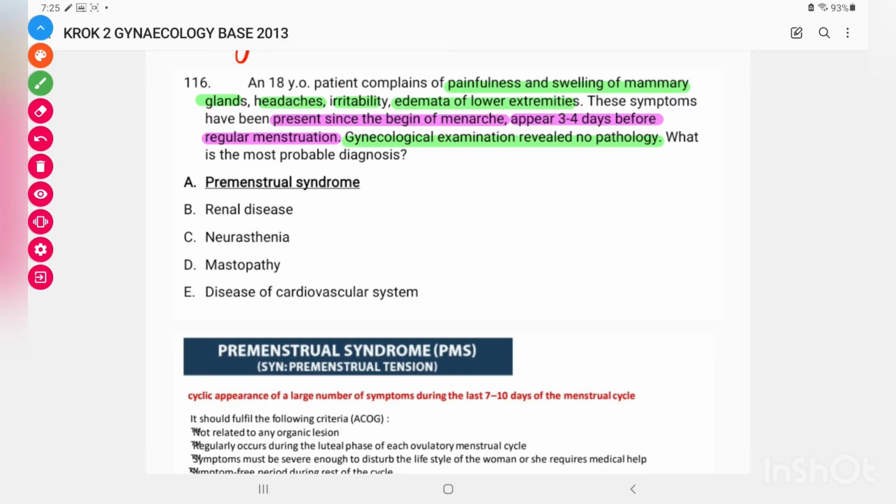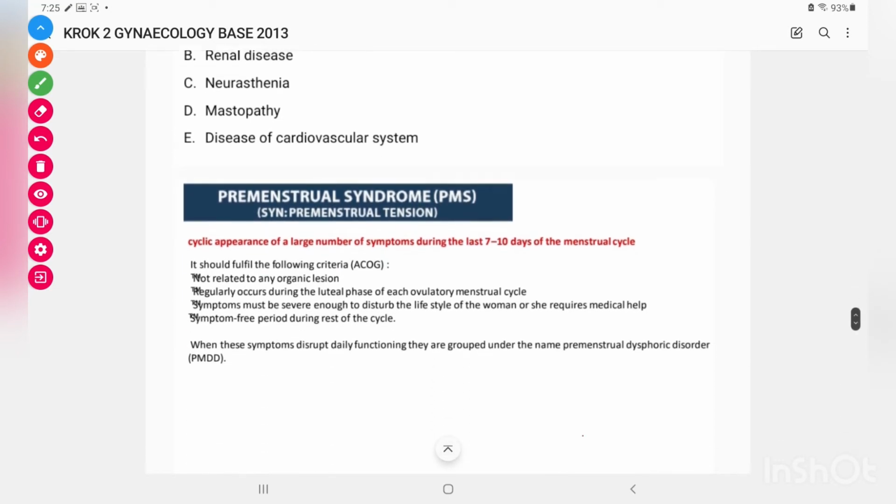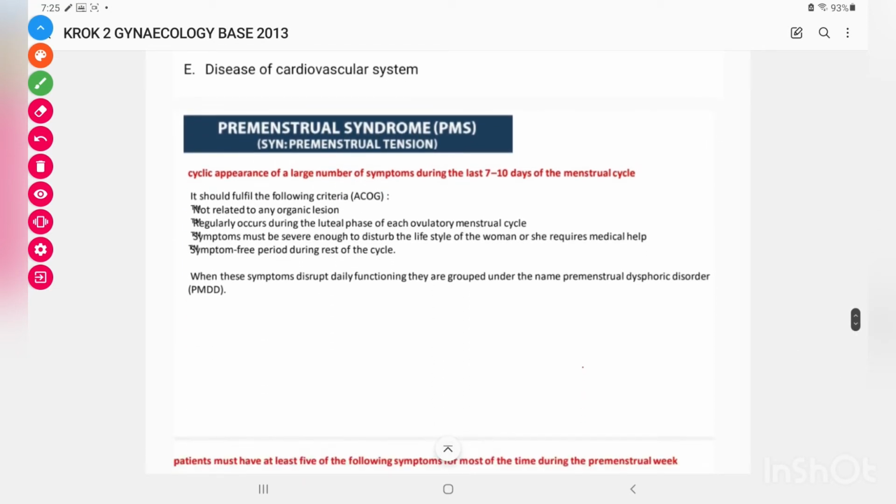So now what is it? This is what they are asking. So first of all, we have to know what is a premenstrual syndrome. When a particular group of symptoms are seen during the last 7 to 10 days of menstrual cycle, we call it as premenstrual syndrome.